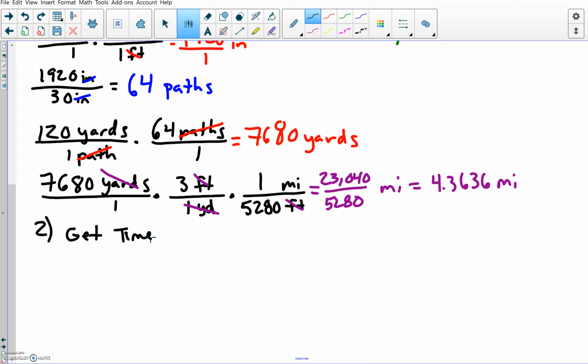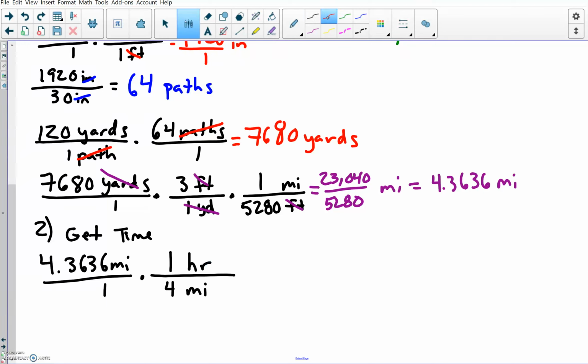So I can start with my miles, right? I had 4.3636 miles. Stick it over 1. And then we need to change that into time by including our miles per hour. So I know I'm going 4 miles in 1 hour. Here, I actually set it up correctly on my first go, which is pretty nice. My hours would cancel out, and then my final answer has hours on top, which is important. We wanted a unit of time to come out of this, so we wanted time on top.